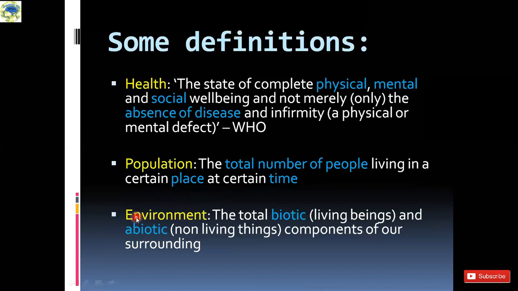So if we go on to define environment, we can say the total biotic and abiotic components. So biotic components means living components, living things. Abiotic component means non-living things. So environment means biotic components plus abiotic components found in our surrounding. So every biotic and abiotic component, the sum of biotic and abiotic component can be called environment.